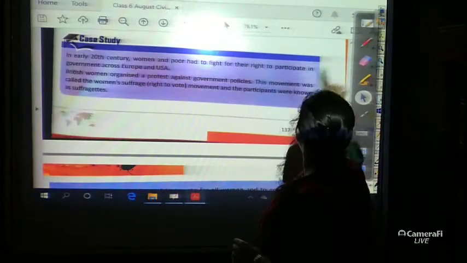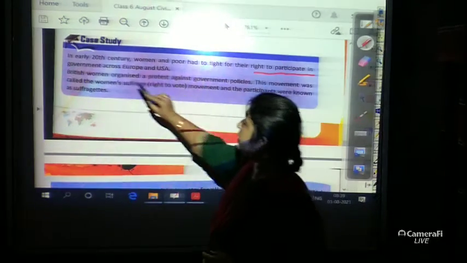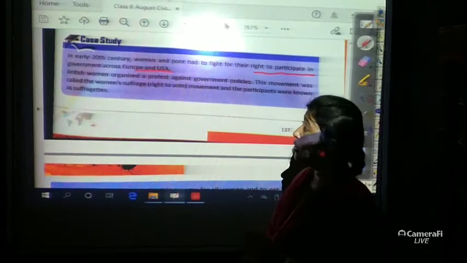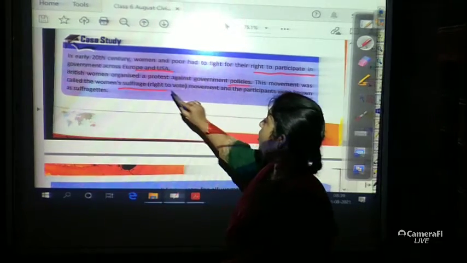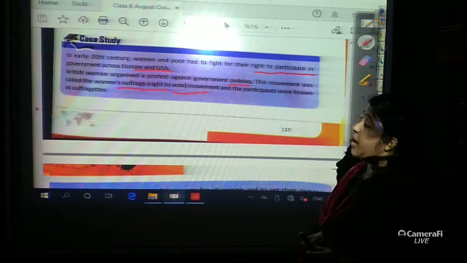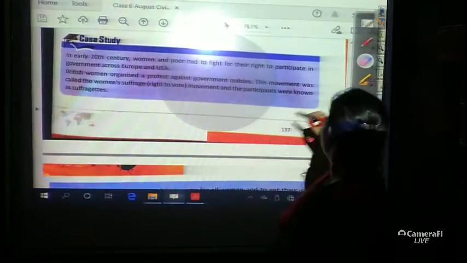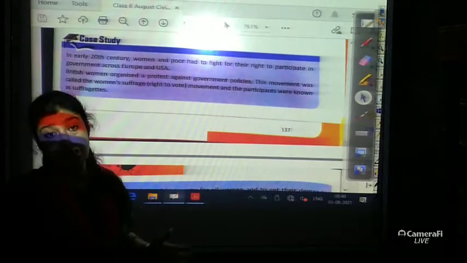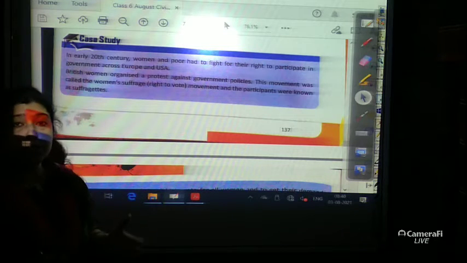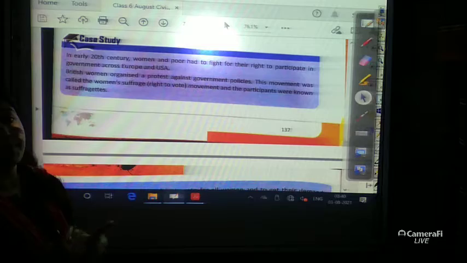Now one case study is there. In the early 20th century, women and the poor had to fight for their right to participate in the government across Europe and USA. British women organized a protest against government policies. This movement was called the Women's Suffrage or Right to Vote movement, and the participants were known as suffragettes. In the early 20th century, some countries did not accept women's vote or the poor's vote. But after that, all were able to give the vote, meaning everybody is equal before the law. It was passed by the parliament through the constitution.